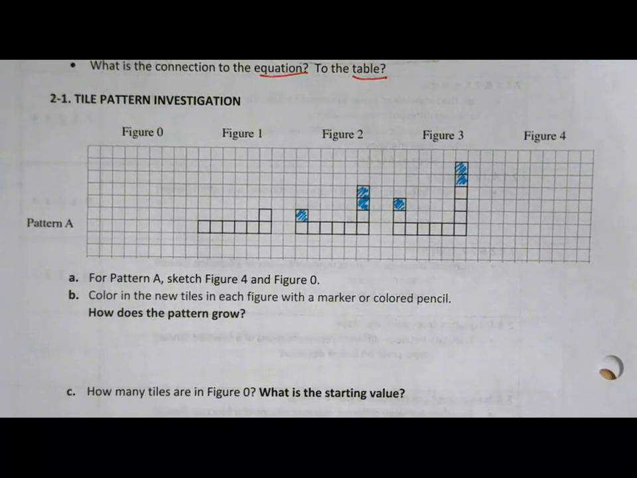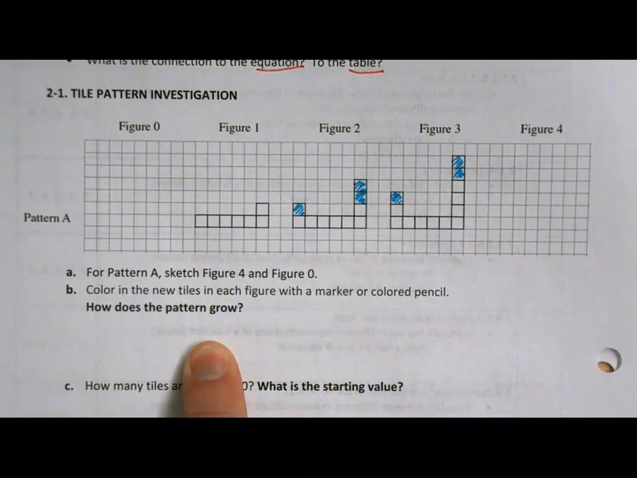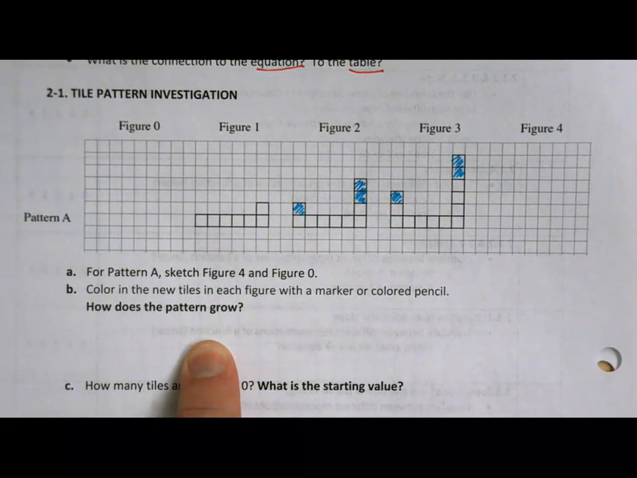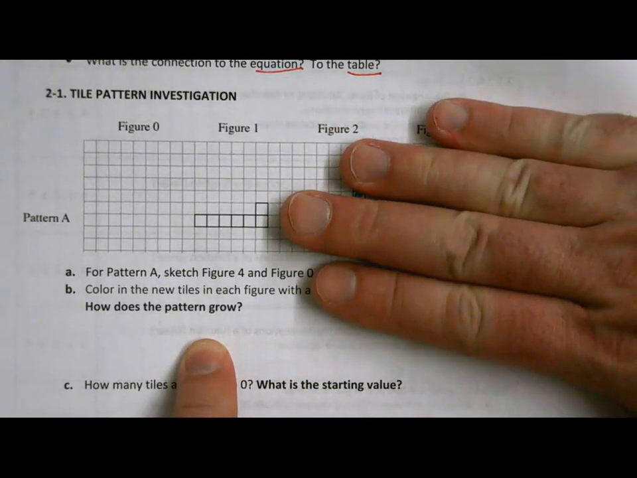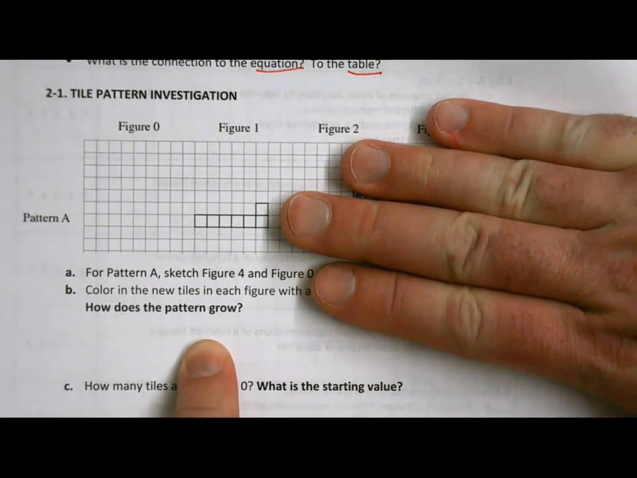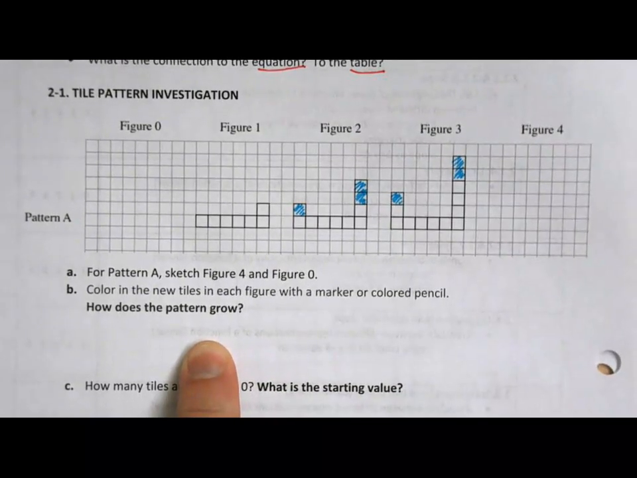So if you haven't finished drawing figure 0 and figure 4 yet, that's okay. Just look up here for a moment. Let's answer this next question. If I were to ask you to describe how does the pattern grow? So if I said, here's figure 1, you tell me, what do I do to that to come up with my next figure? What would you tell me?